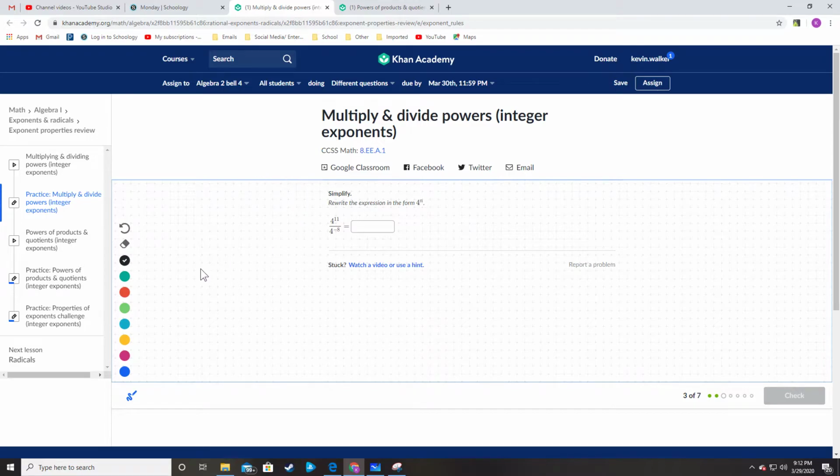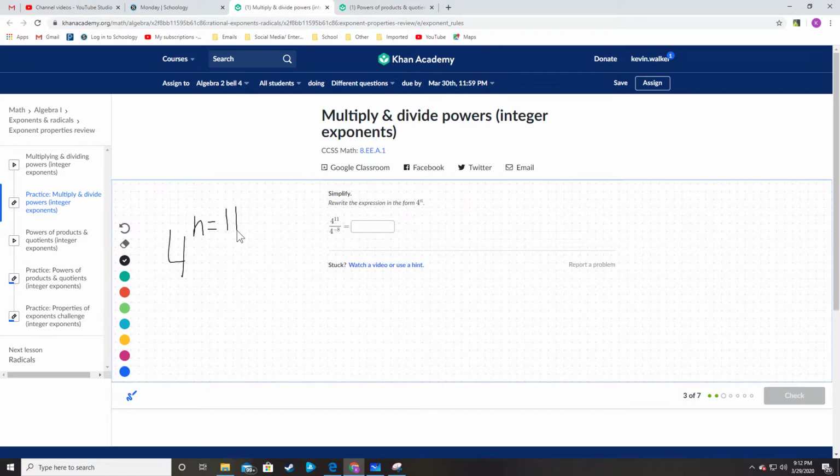Now, if you're unsure of what to do with this, it's always important for us to just rewrite out what's going to happen. So we know that our answer is going to be 4 to some power. So we have 4 to the nth power. So let's deal with what n is. N is going to be what happens when we subtract our exponents, because this time we're dealing with the quotient rule. So let's do that.